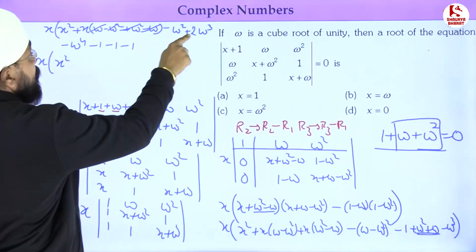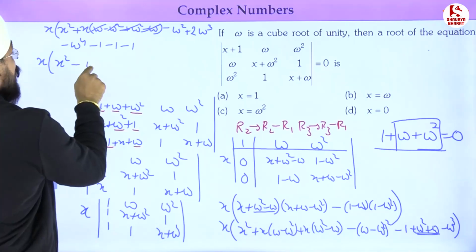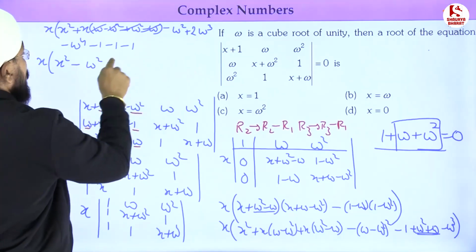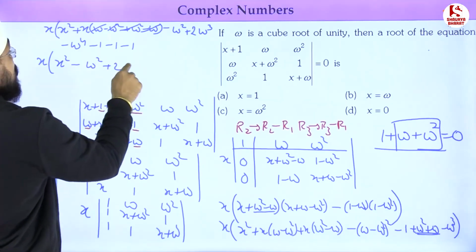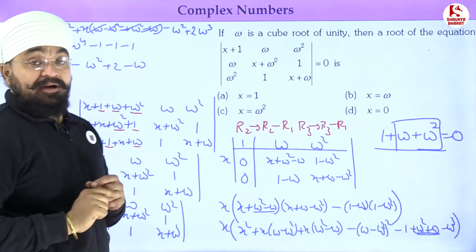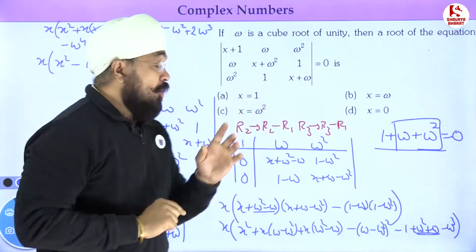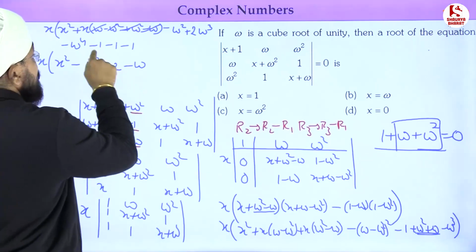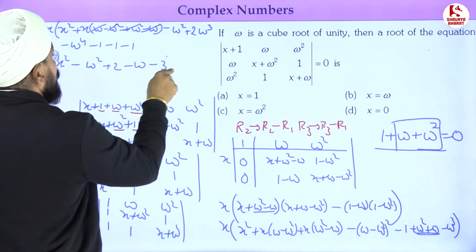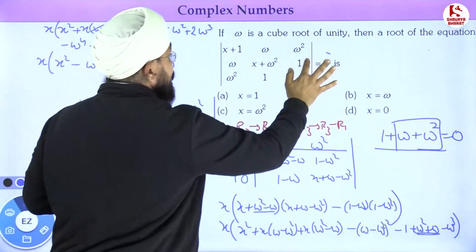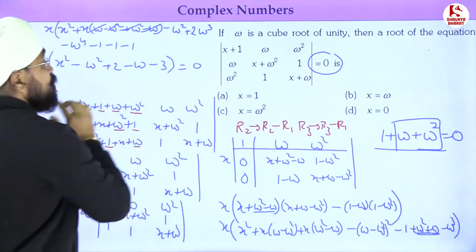Now the leftover term that we have is minus of omega square. This becomes plus of 2. This becomes only omega, because omega to the power 4 is omega cube into omega. So I have this omega as it is, and this is minus of 3. This overall result, we know that it is equal to 0. I'll put it equal to 0.